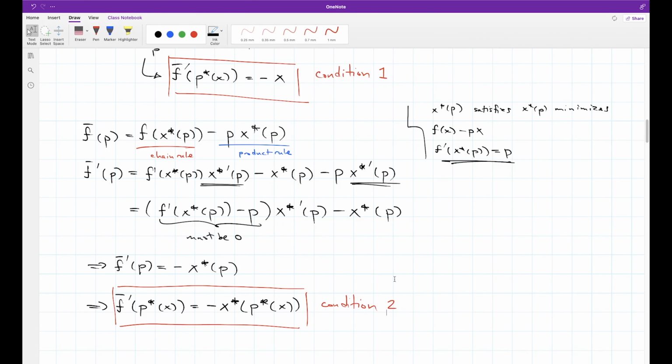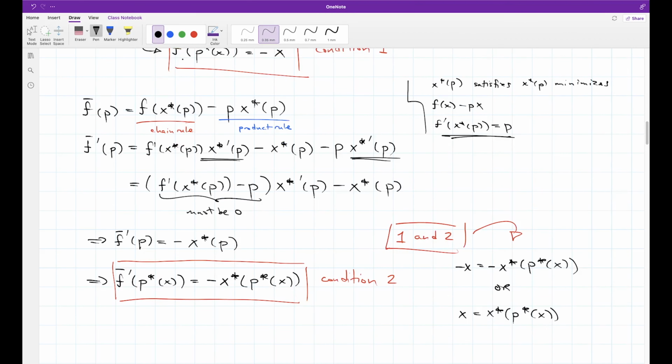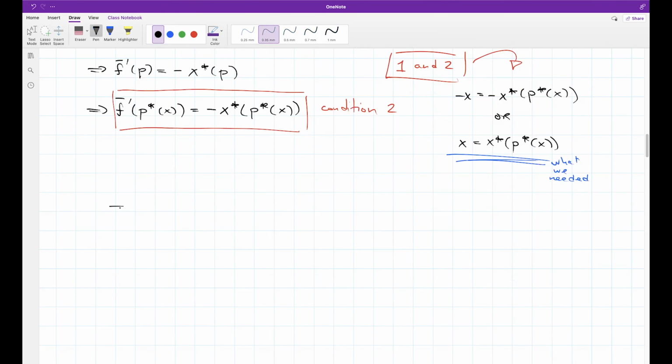All right, now combining conditions 1 and 2, we get that minus x is equal to minus x star of p star of x, or x is equal to x star of p star of x, which is exactly what we wanted. And that completes the proof that f double bar of x is equal to f of x.